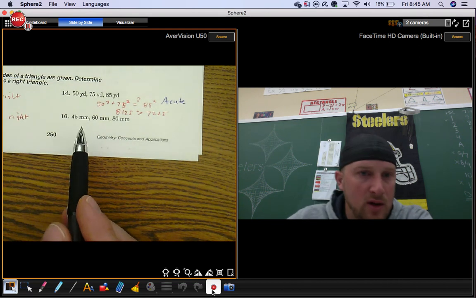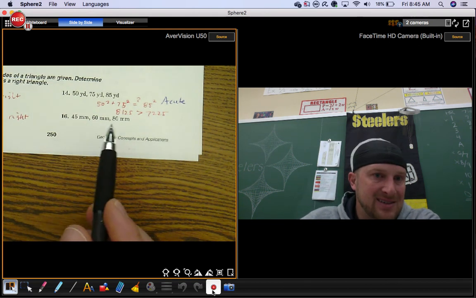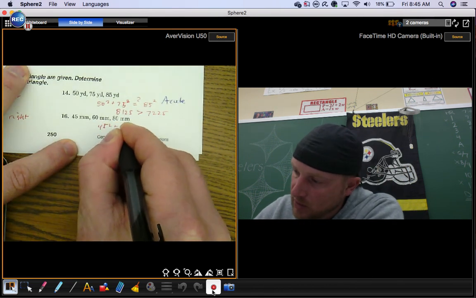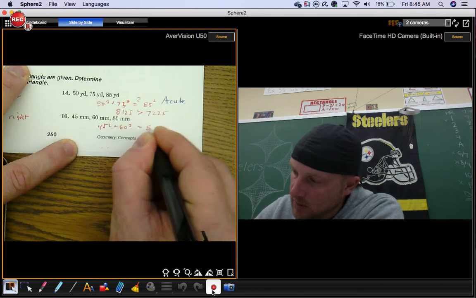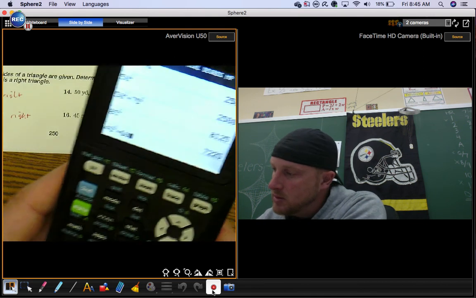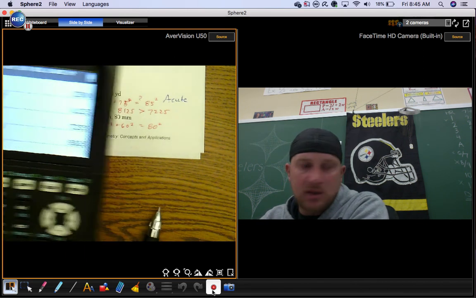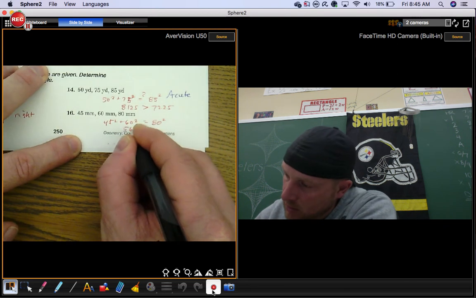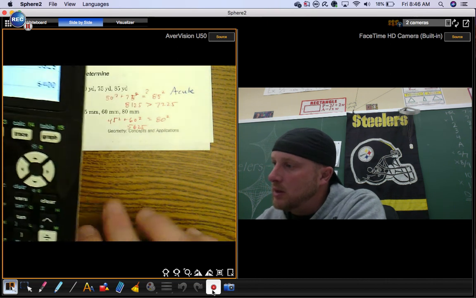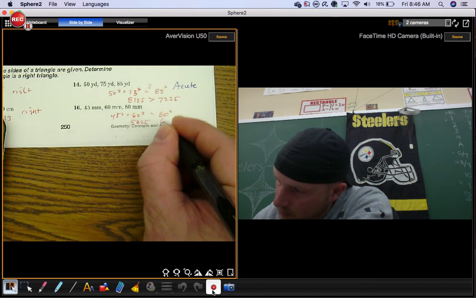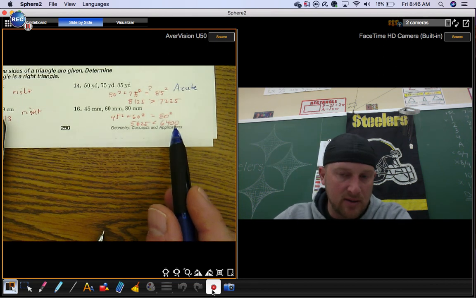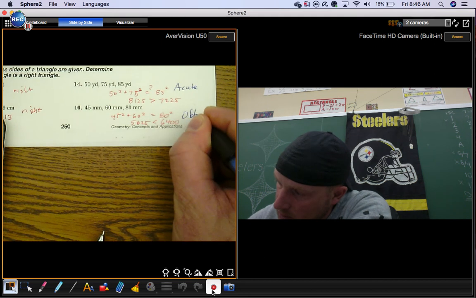Let's do one more, since there's only one more. 45, 60, 80. 45 squared plus 60 squared. That gives you something. What about 80 squared? Let's compare those. 45 squared plus 60 squared gives you 5625. I'm going to compare that with 80 squared. And that gives me 6,400. 6,400 is bigger. That's the right side. So that makes this triangle obtuse.